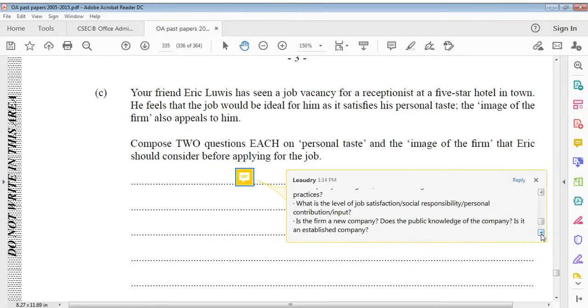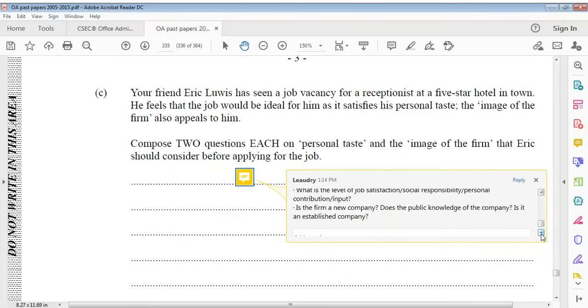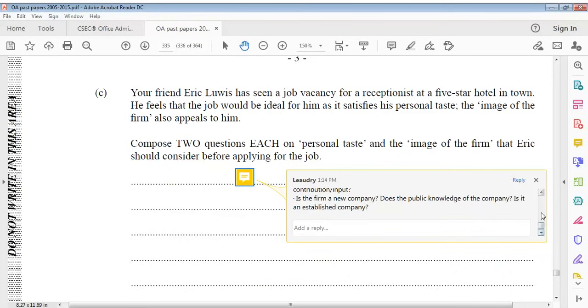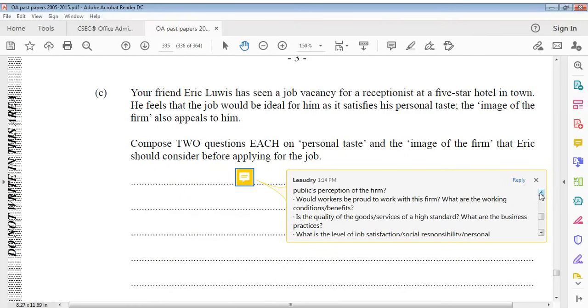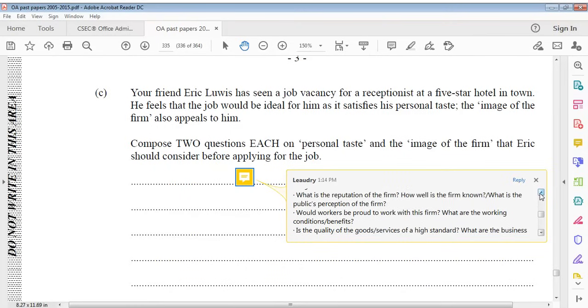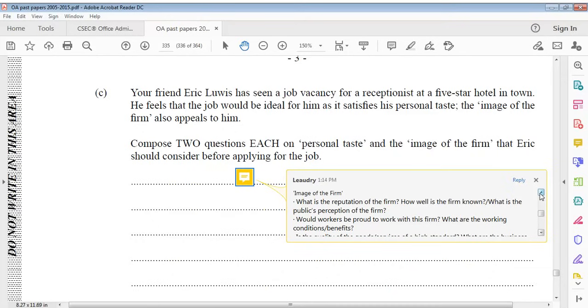Is the firm a new company? Does the public have knowledge of the company? Is it an established company? You could phrase it in any way. So you have a numerous amount of questions that you could select from that Eric could ask himself before he considers the job. All right. So you can always pause the video if you want to take notes and write those.